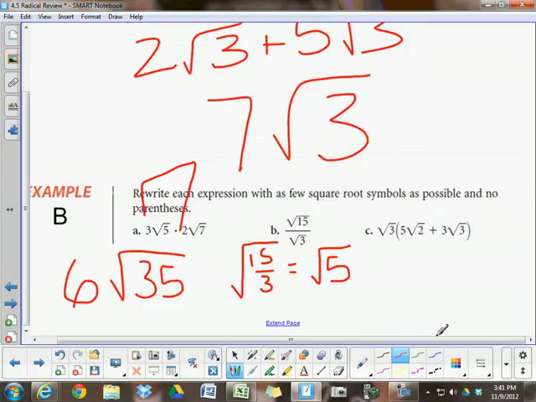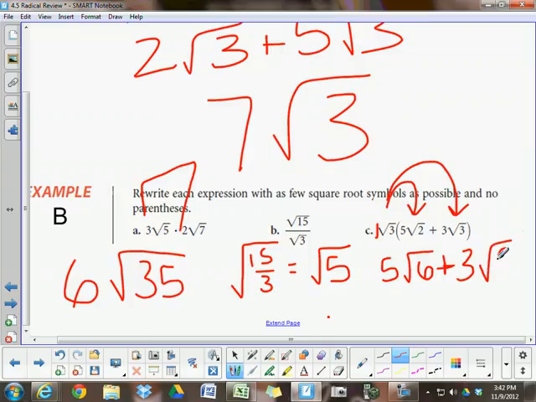5. In C, you're doing the square root of 3 and you're going to distribute it to both terms inside. I want you to treat the square root of 3 as if it was 1 times the square root of 3. So we can do 1 times 5, which is 5. Then multiply the square roots. Root 3 times root 2 is root 6. Plus, for the second piece, we have 1 times 3, which is 3. And then root 3 times root 3 is root 9. Not done there because the square root of 9 can be simplified.